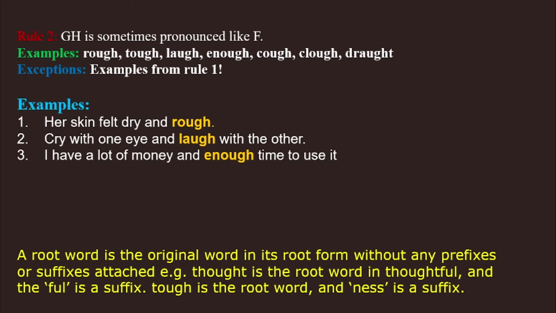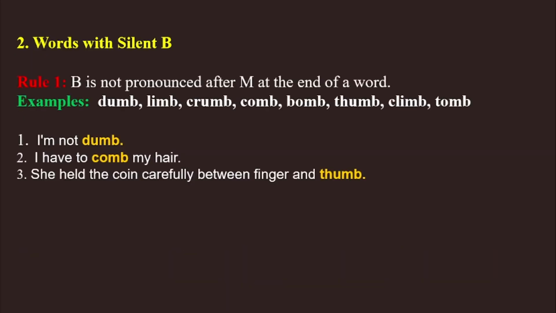So a root word is the original word in its root form without any prefixes or suffixes attached. For example, thought is the root word in thoughtful and ful is a suffix. So tough is the root word and ness is a suffix.